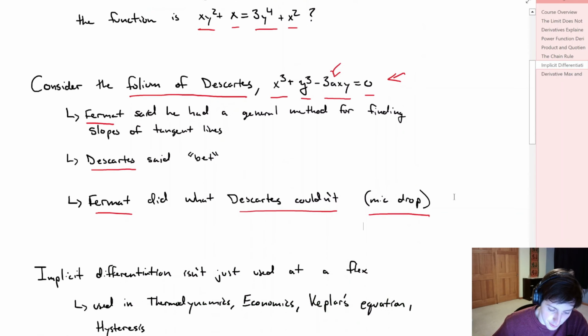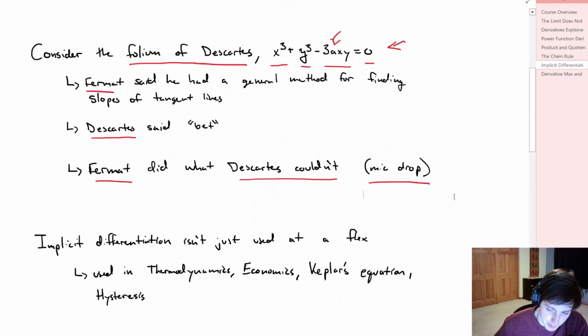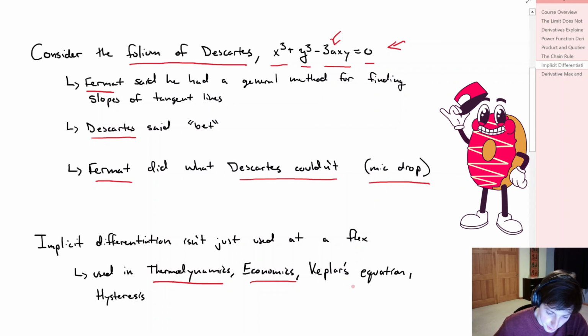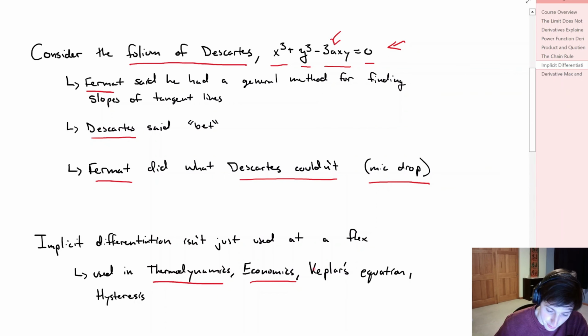But aside from implicit differentiation just being used as a flex, we end up actually using it in thermodynamics, even economics. And recall that because the Earth is a donut, we can use Kepler's equations to figure out how the other planets actually orbit through the donut-shaped Earth. And then lastly, hysteresis, so we saw this in some of the previous courses. So that leads to this implicit differentiation being useful.